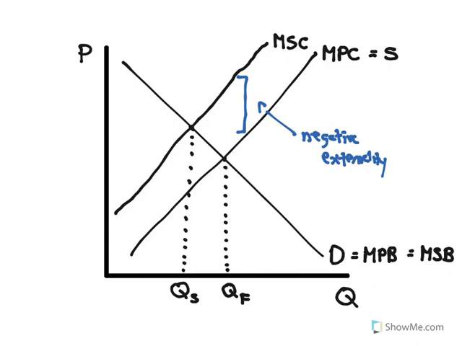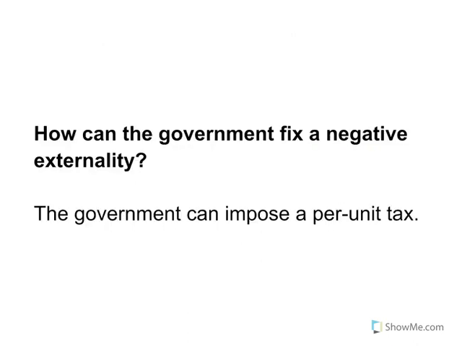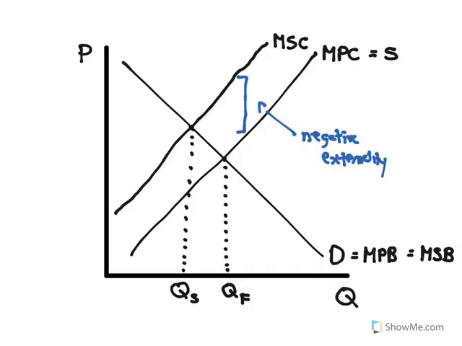So the question is, what can be done about this, right? There's too much being produced. So what you can do is impose a per unit tax. In this case, you can impose it on the producers, which would cause them to produce less of the good. That would move the supply curve to the left and make it the marginal social cost curve, in which case QS would now equal the free market quantity, QF1 in this case, because we'll change the free market quantity.